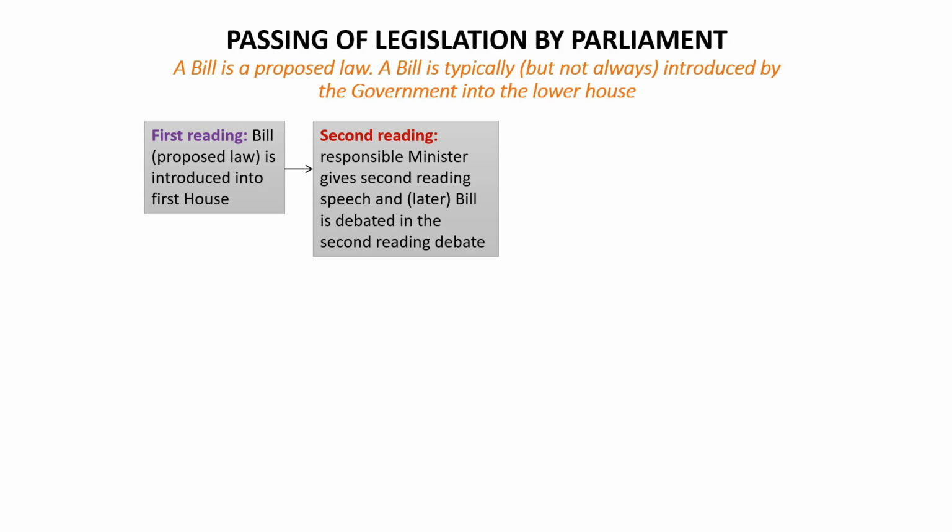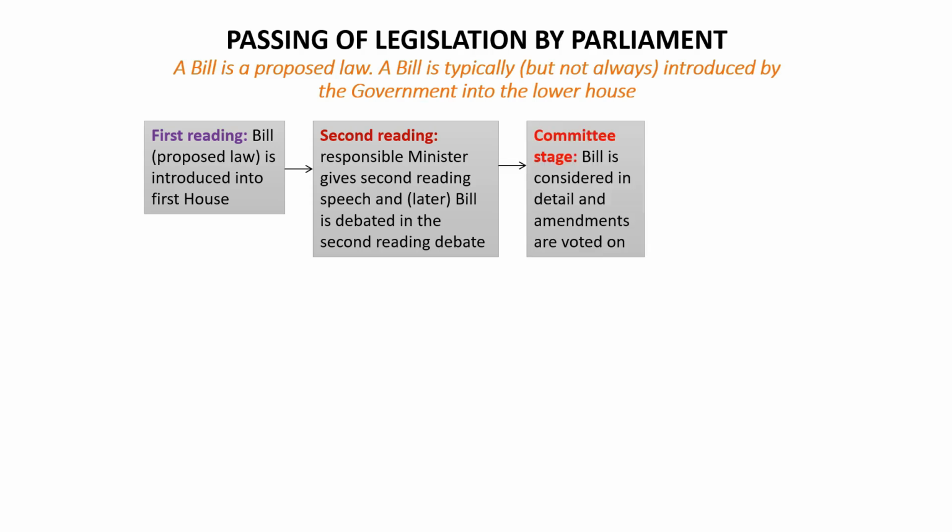The House then votes on whether the bill should be read a second time. If the majority of members of the House vote in favour of the bill being read a second time, then the bill proceeds to the next stage. Again, if the majority of members vote in favour of the bill being read a second time, this does not mean that the bill is actually read out in Parliament. It just means that the majority of members have voted in favour of the bill proceeding to the third stage.